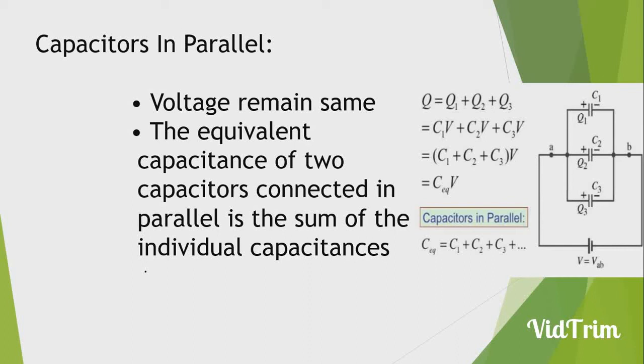So we can calculate the total capacitance by this formula: C equivalent equal to C1 plus C2 plus C3 plus so on. However many capacitors are connected in parallel, just sum them up and we can calculate the equivalent capacitance.